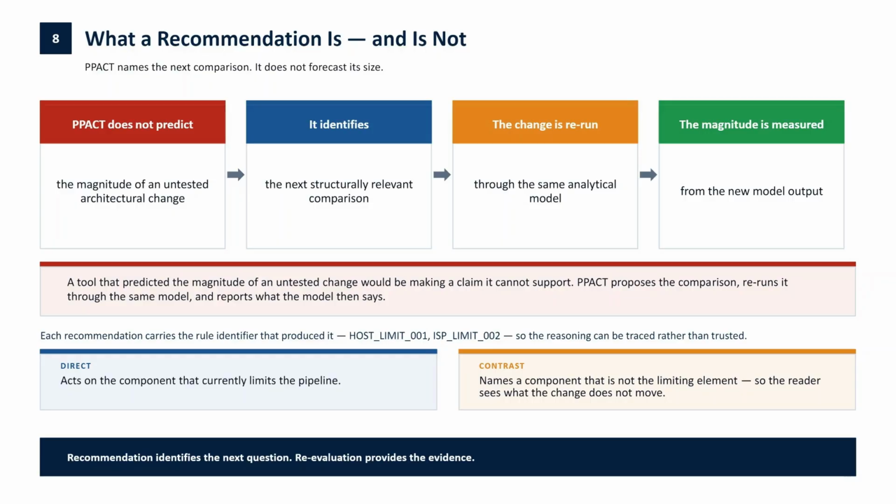Contrast does not mean that a comparison is meaningless. It is included so that the user can directly examine what does, or does not, move at the system level when a change does not target the current limiting element. Once a recommendation is generated, that architectural change can be entered back into the same analytical model. The magnitude of the actual improvement is then determined from the newly calculated result.